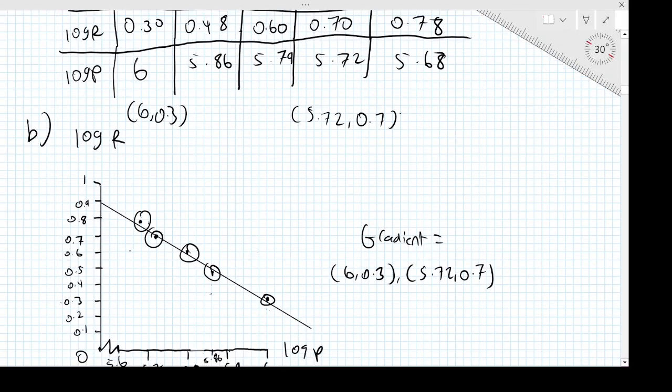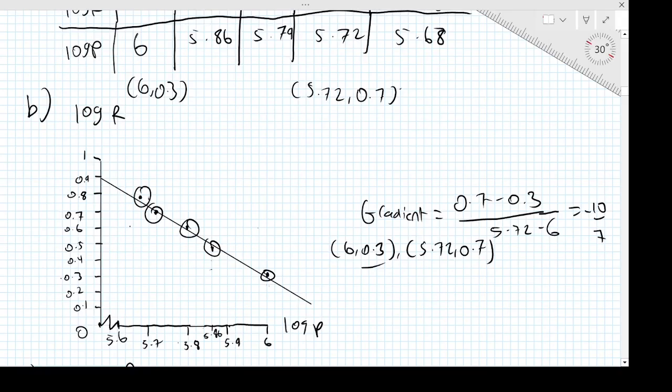If I calculate the gradient, again, that's the change in y. Well, obviously not y here, but log r. So 0.7 take away 0.3. Then the change in x, if you will, that'd be 5.72 take away 6. If I work that out, that would get me a gradient of negative 10 over 7.